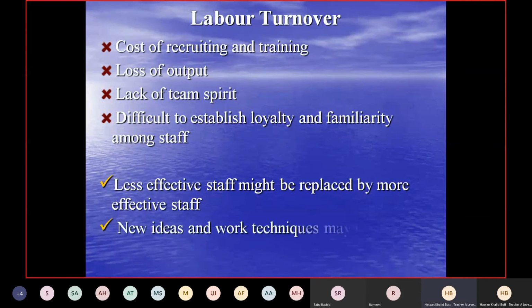Then we have new ideas and work techniques that may come with new workers, obviously, because those workers might be working in some other organization. They might have different experiences and ideas, and they might give those useful ideas to the management as well, which will help the organization to perform in a much better way, achieve their objectives easily, or enhance their brand image because of those useful ideas.